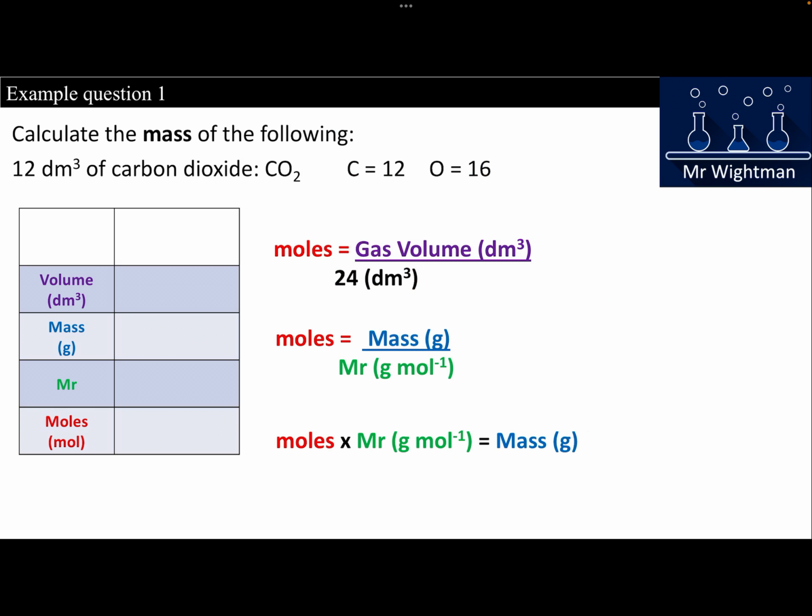Example question 1. Calculate the mass of the following: 12 dm cubed of carbon dioxide. So if I have 12 dm cubed, then I'll need to use the equation moles equals gas volume over 24. So if I have 12, to work out how many moles I have, 12 over 24 is 0.5 moles. Then I need to put that into my other equation. Moles times Mr is mass. So 0.5 multiplied by 44 will give me a mass of 22 grams.